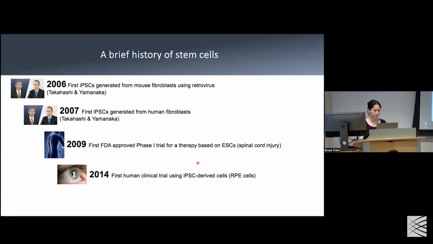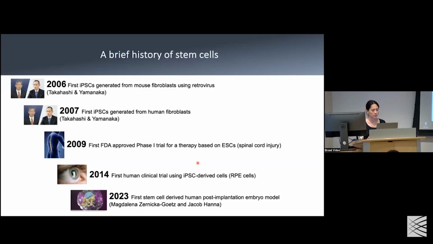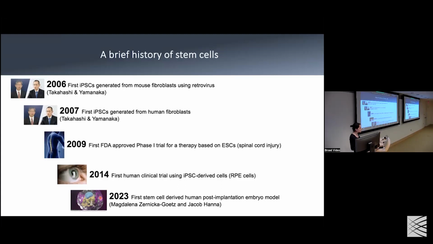And just this year, the labs of Magdalena Zernicka-Goetz and Jacob Hanna succeeded in generating the first post-implantation human embryo models. So these include both the embryonic as well as the extra-embryonic tissue. So shown in blue is the embryonic material, in yellow, the yolk sac, and in pink, the placenta. So these models can be used to study the very early stages of development, and they're not taken beyond day 14. There's a day 14 rule in the field. So we walked through this history really to show how rapidly this field is moving and then some of the different directions that it's going.